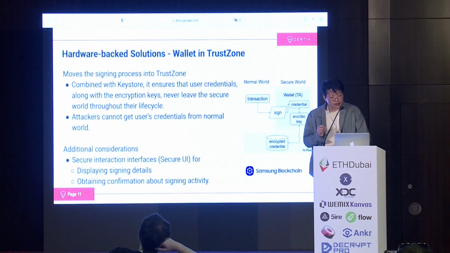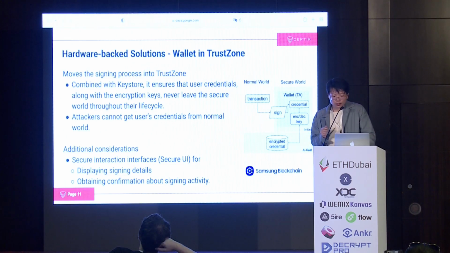However, as mentioned earlier, only mobile vendors can deploy trusted applications. Currently, only Samsung provides a wallet in Trust Zone product called Samsung Blockchain. It's available on most Galaxy phones. I think another example is the Solana phone. I expect such an implementation might be a significant security advantage for Solana phones, although I haven't received the phone yet.